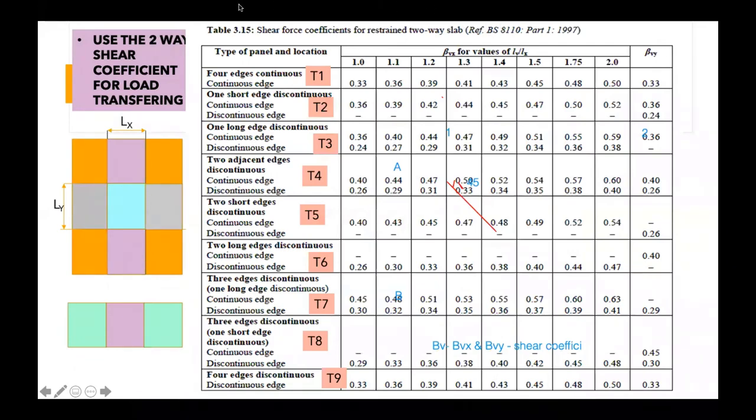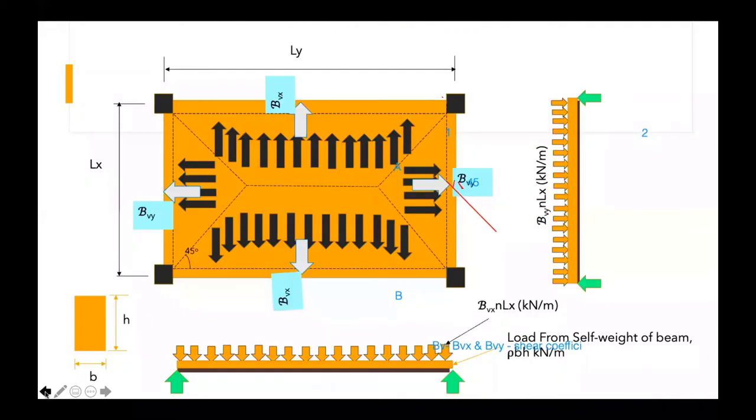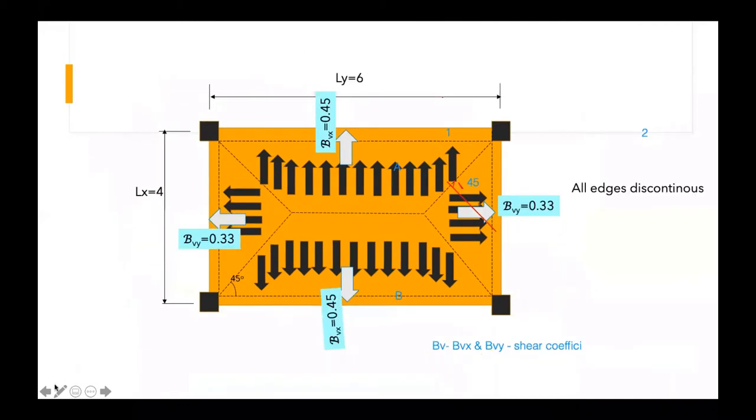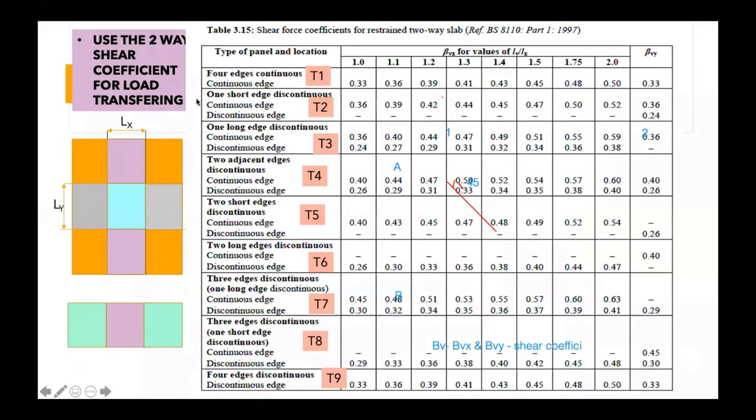This is table 3.15. This table you can obtain in your book and also in your formula booklet. Just now, we have seen beta VX. Beta VX is obtained from table 3.15, the shear force coefficients for restrained slab. Here you can see the ratio of Ly over Lx: 1.0, 1.1, 1.2 until 2. And at the last column here is beta VY.